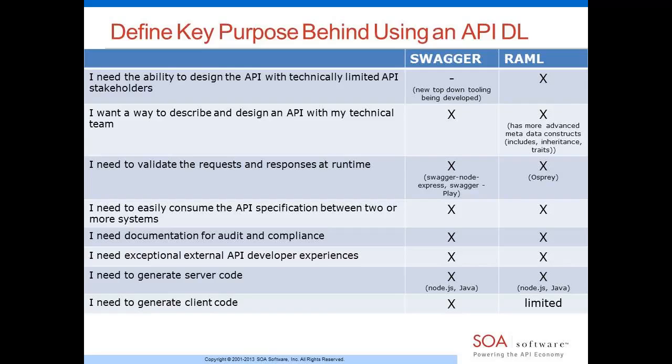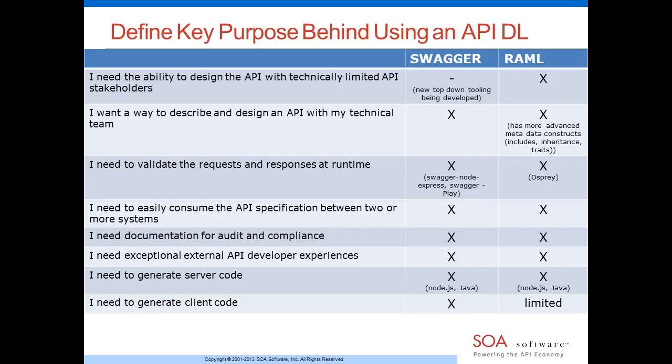I need to generate client code. I want to make consuming my APIs very easy for my developers. Maybe I have an external developer experience, or maybe I have some very picky lines of business that won't adopt it unless something is absolutely perfect. So you want to make sure that it's perfect for them to consume it.